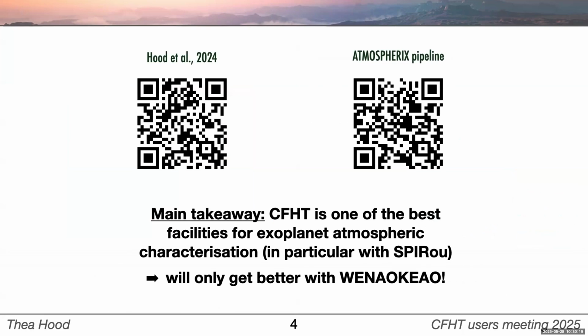If there's one thing that I'd like you to remember from what I had to say, it is that CFHT is, in my opinion, one of the best facilities to perform exoplanet atmospheric characterization, in particular with SPIRou, and this will only get better with WEN-ECHO, seeing as the extension in wavelength coverage will allow us to optimize the number of elemental ratios that we can determine, which Florian mentioned on Monday are necessary to constrain the formation of the planets that we look at.